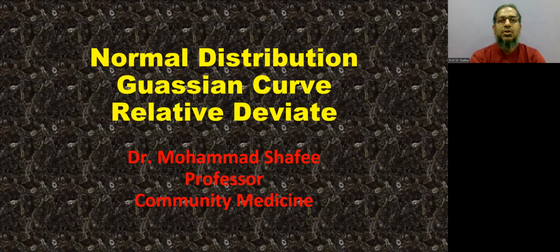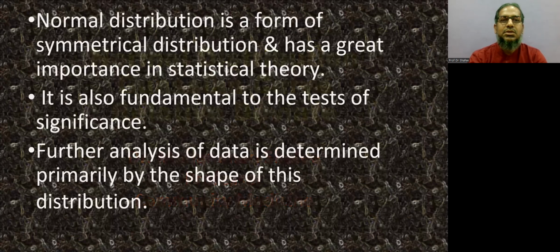Today, the topic for this video is normal distribution. Now, let us see about the normal distribution, the Gaussian curve or normal curve, and also the relative deviate. So, what do you mean by normal distribution? Whenever we record data from a study and plot it on a graph, we get a distribution. When the distribution is normal, it is called a normal distribution. Normal distribution is a form of symmetrical distribution, and it has an importance in statistical theory.